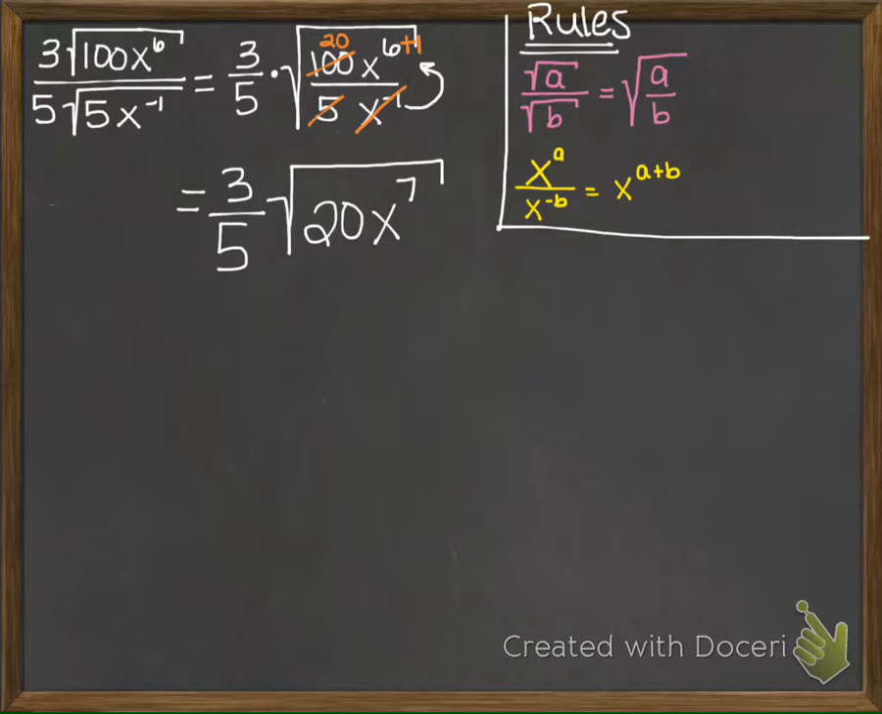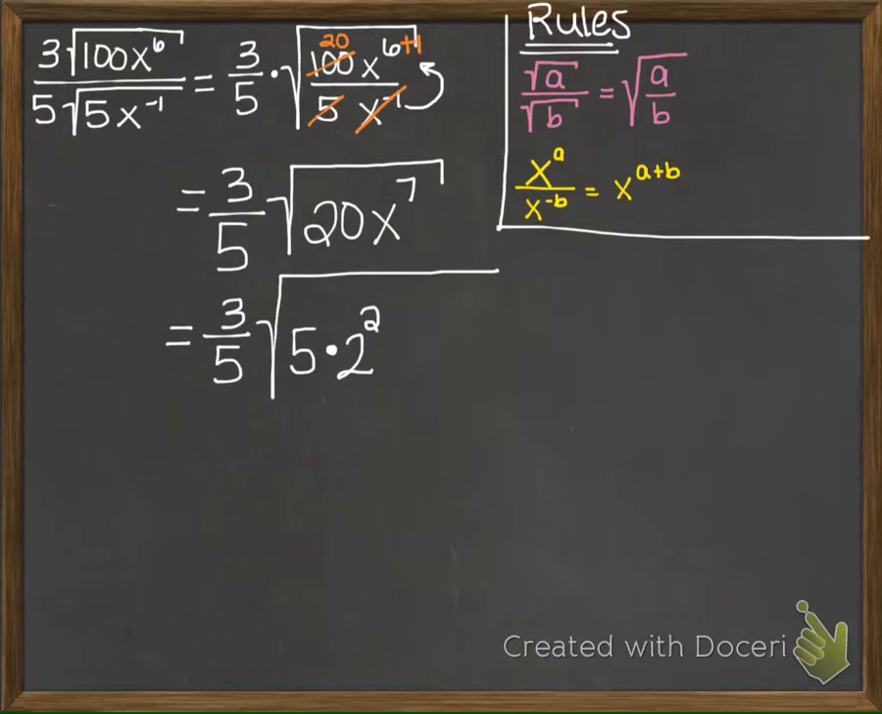Okay, so I have a square root and I have stuff that has perfect squares within it, so I'm going to rewrite this as 3 over 5 times the square root of 5 times 4 to make 20, but that's really 2 squared. So I'm just emphasizing the fact that I do have a perfect square there.